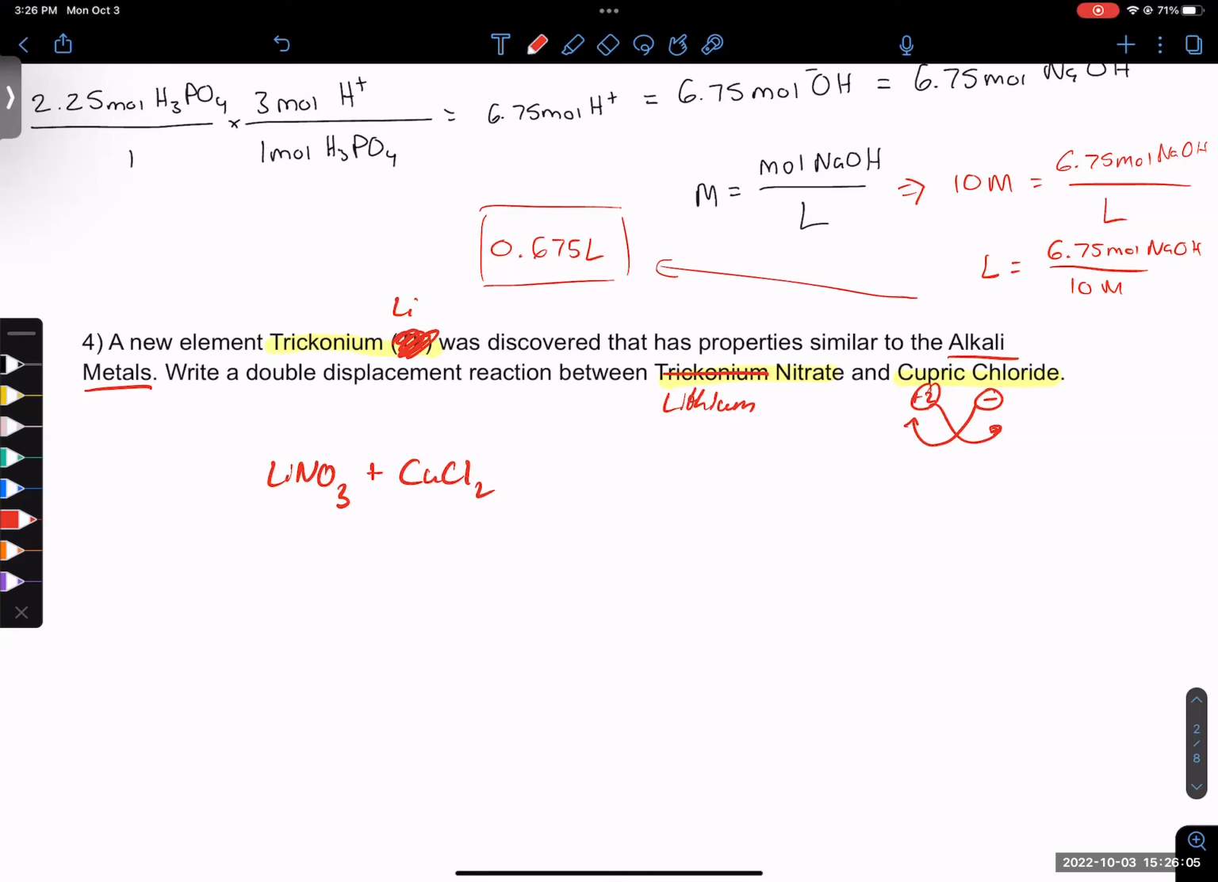And then, right, what will be the products if it's a double displacement reaction? Do your solubility, like states of matter. States of matter, right? And lithium nitrate, of course, that'll be aqueous, because lithium is soluble, group 1, and nitrate is always soluble, so you got that very soluble.